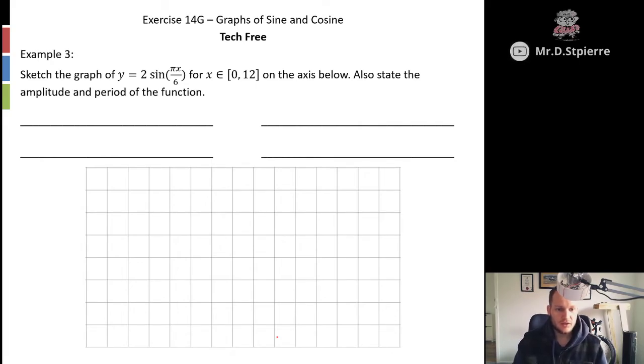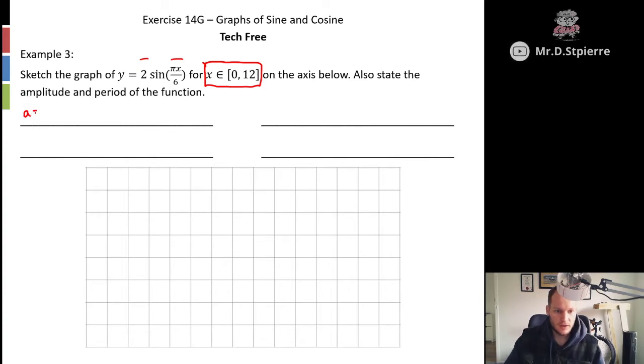Sketch the graph of y equals 2 sine pi x on 6 for x between 0 and 12 on the axis below. Also state the amplitude and period of the function. In this case, the important thing to note is we have a given domain. That's going to impact our sketching strategies, because we might not be sketching for one cycle anymore. We might be sketching for 2 cycles, 2.5 cycles, or 3 cycles. It all depends how our transformations affect the graph, and then the given domain that we have.